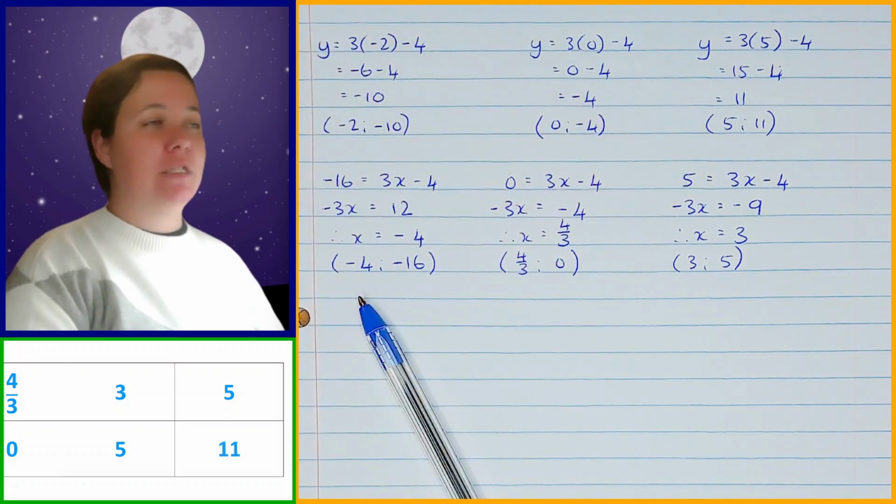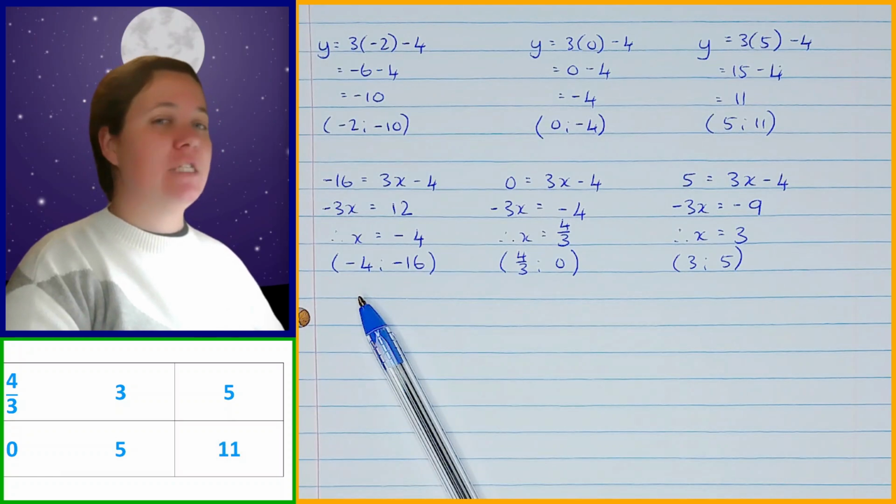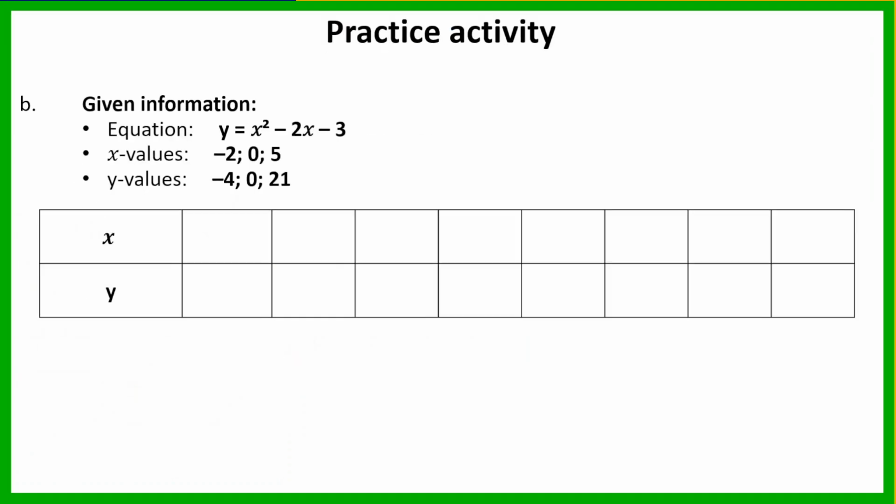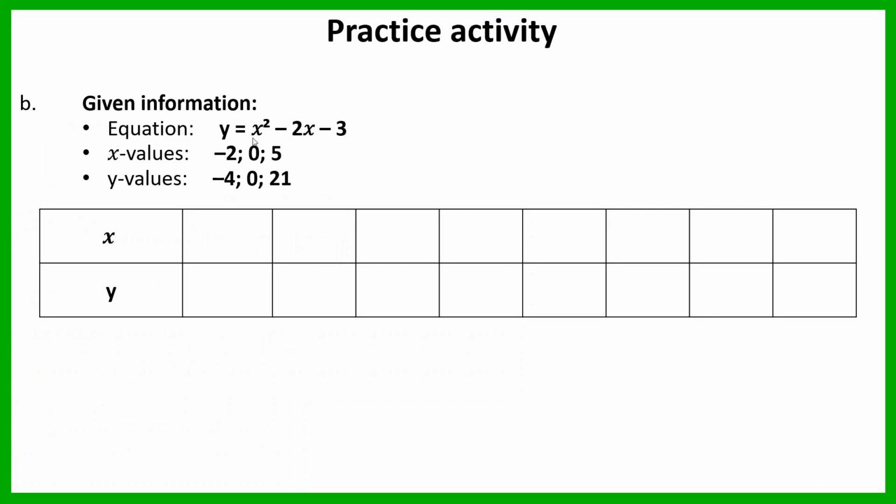And that's what you should have got in your table. Okay, so now let's go on to our next example, which is actually the last one for today. In this question, you've been given the equation y equals x squared minus 2x minus 3. You've been given these x and y values. You need to do the same thing again in this example.